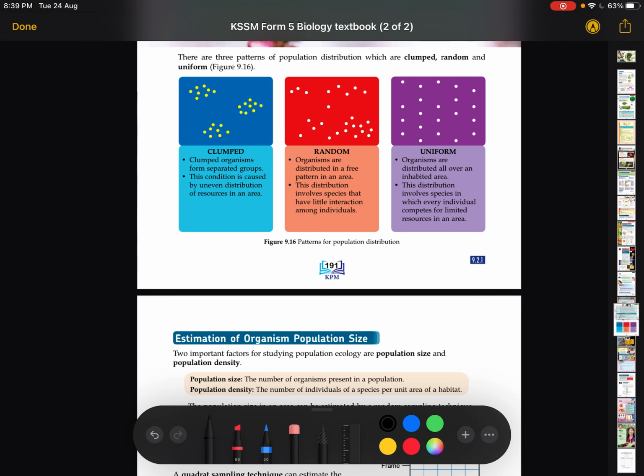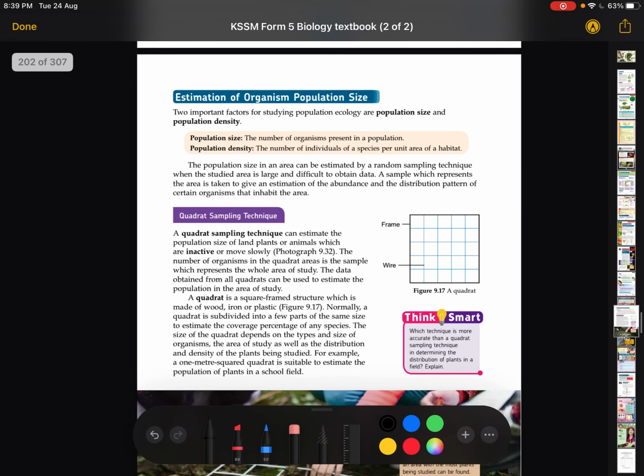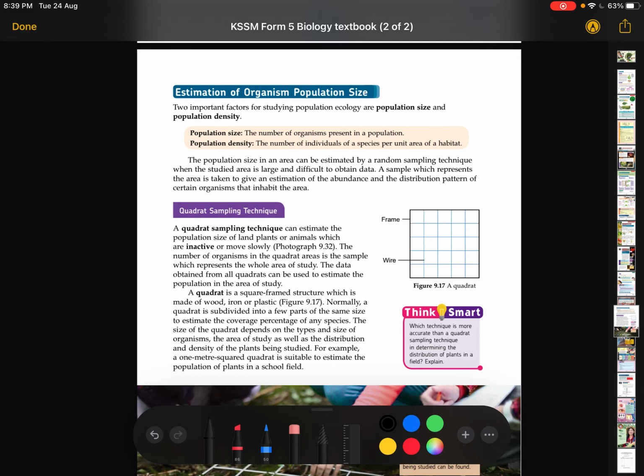And then there are three main patterns of population distribution. Number one is clump. Number two is random. Number three is uniform. This one is quite logical, so I won't say anything about it.